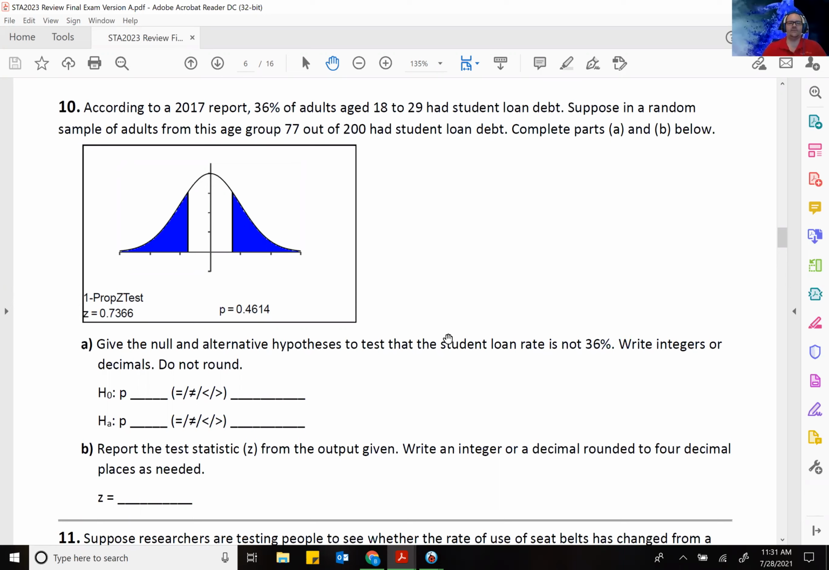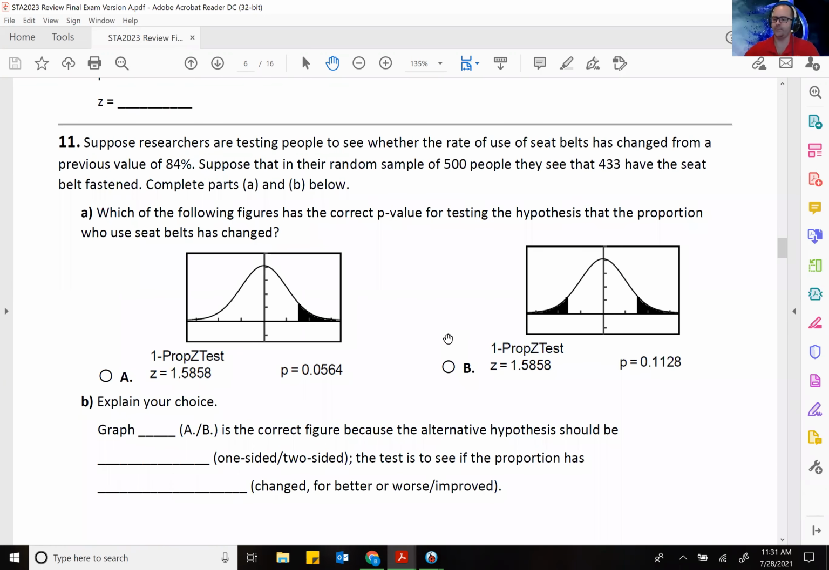Moving down. Number 11. Suppose researchers are testing people to see whether the rate of use of seatbelts has changed from the previous value of 84%. Suppose that in their random sample of 500 people, they see that 433 have the seatbelt fastened. Which of the following figures is the correct p-value for the testing of the hypothesis that the proportion who use seatbelts has changed? I would say B.